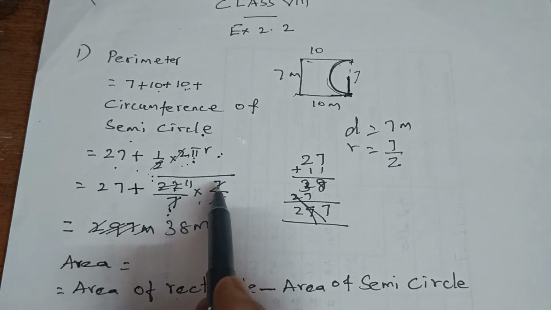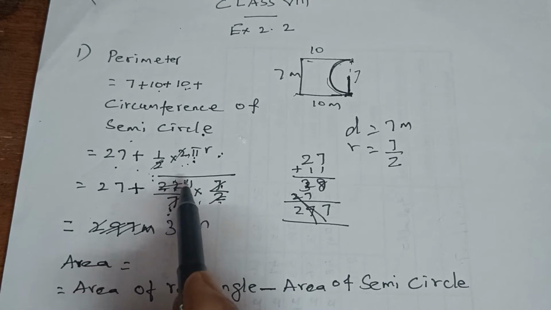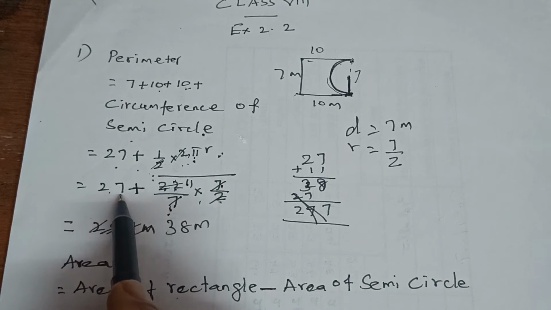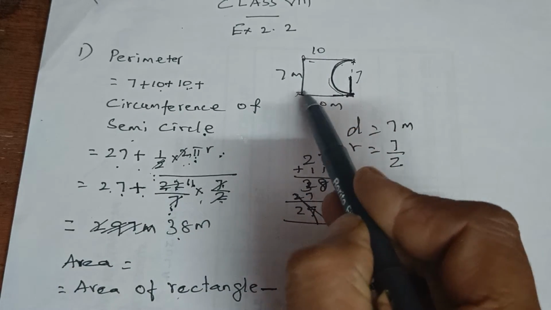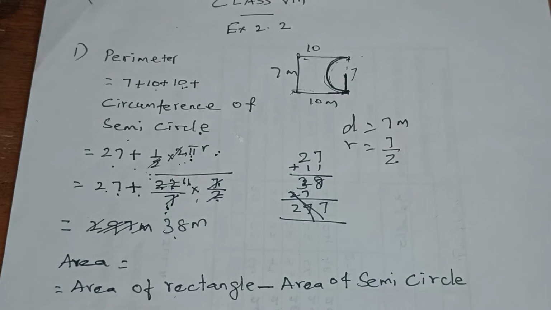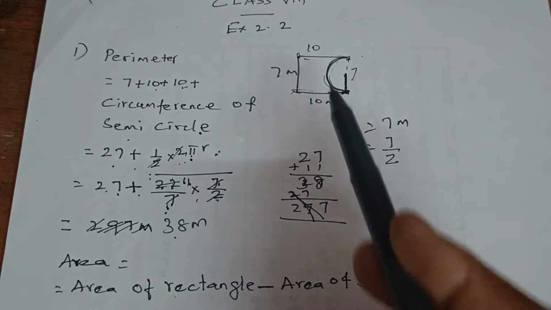Now cancel 7 and 7. And 2 and 22 we cancel, it goes 11 times. So we have 27 plus 11, that is 38 meters, the circumference of this given shaded region. Now we'll go to the area.